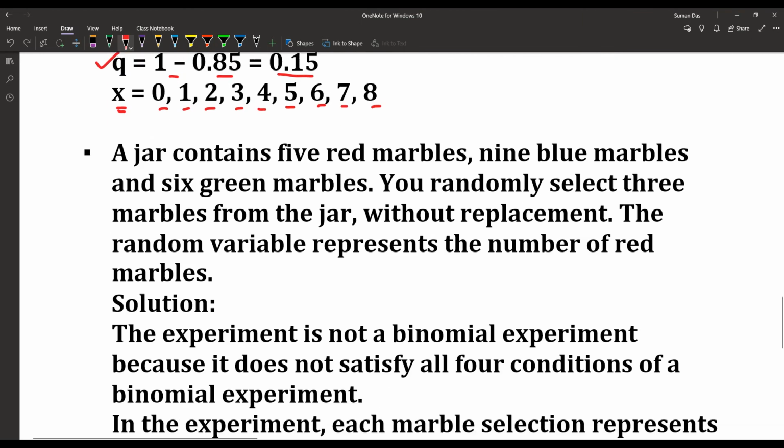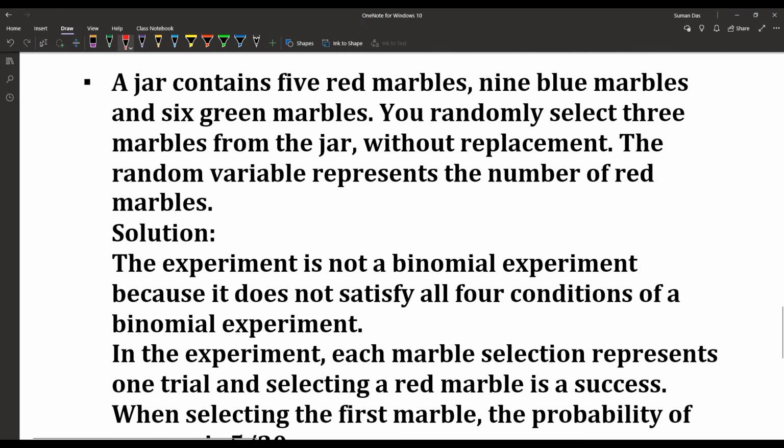Next, check another problem. A jar contains 5 red marbles, 9 blue marbles and 6 green marbles. You randomly select 3 marbles from the jar without replacement. The random variable represents the number of red marbles. Does this type of experiment fall under the binomial experiment?